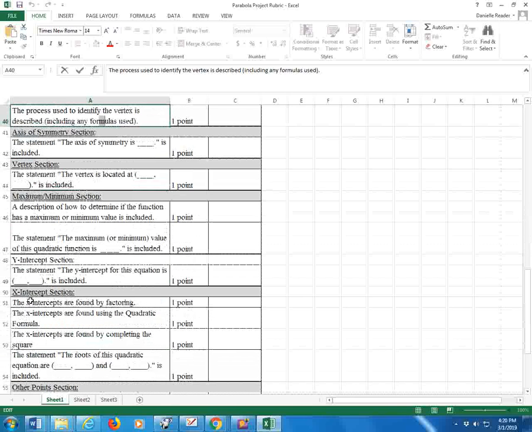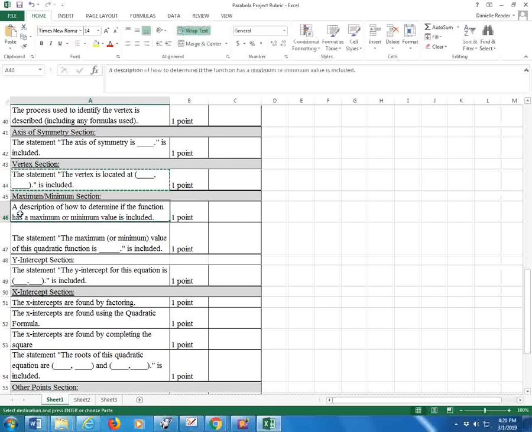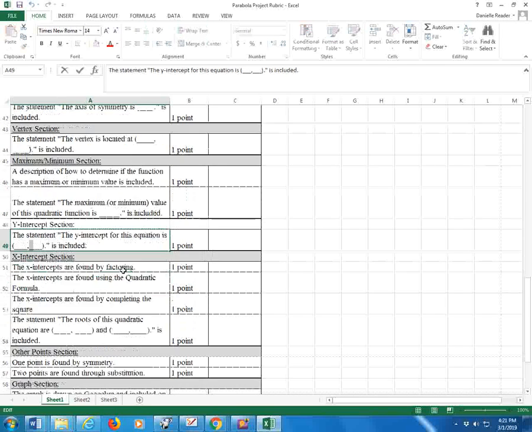Okay, now looking back. So the axis of symmetry, there should be a statement that says the axis of symmetry is x equals whatever. It needs to be a line, x equals whatever your number is. The statement the vertex is located at needs to be included. You get a point for that. A description of how to determine if the function has a maximum or minimum is included. Remember, if the function opens up, it has a minimum. If the function opens down, it has a maximum. The statement the y-intercept for this equation is blank. Mine would be 0, negative 27.